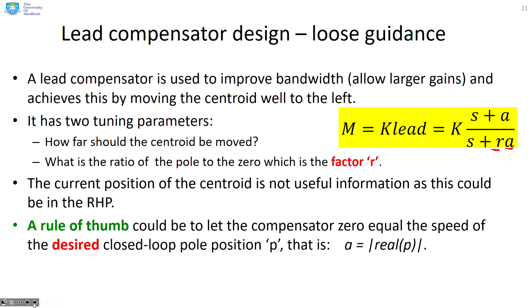A rule of thumb could be to let the compensator 0, so that's this bit up here, equal the speed of the desired closed loop pole position. So what closed loop pole do you want, and choose the basically A to match the real part of that.